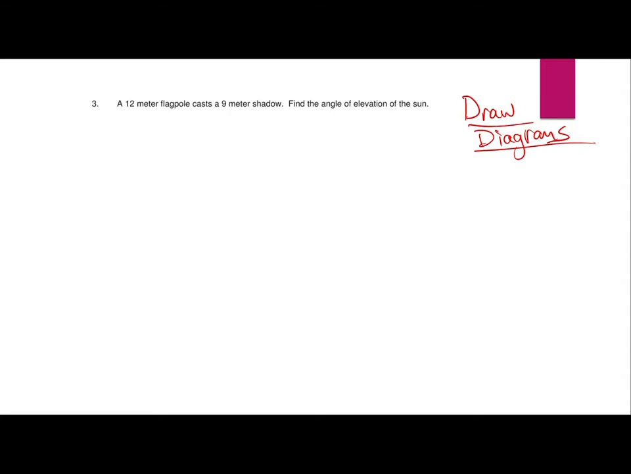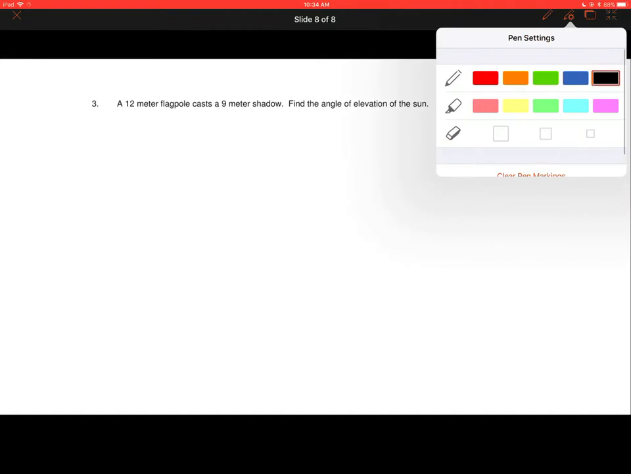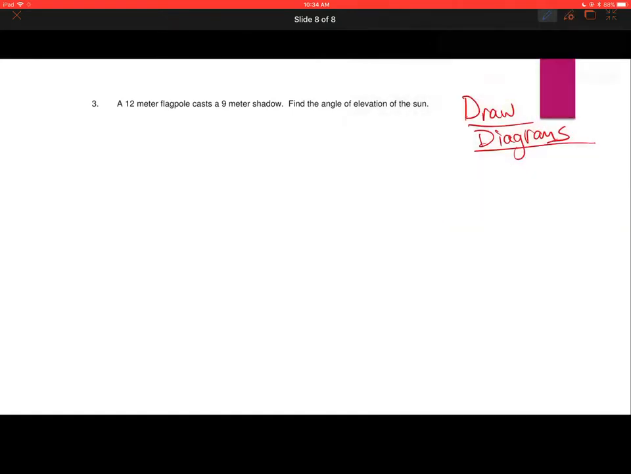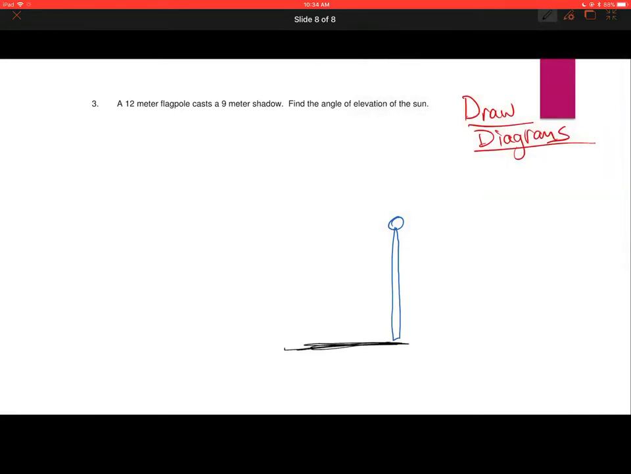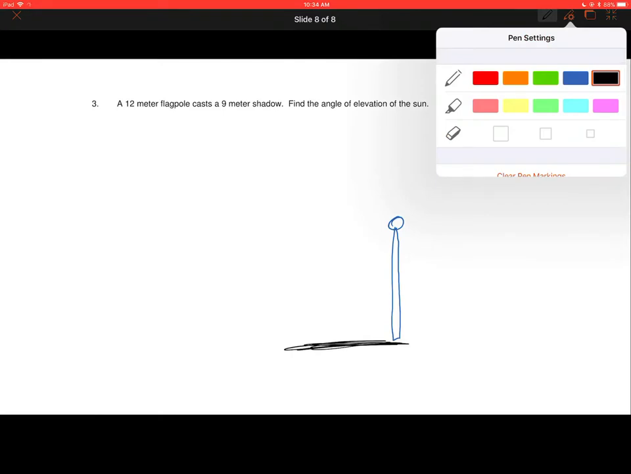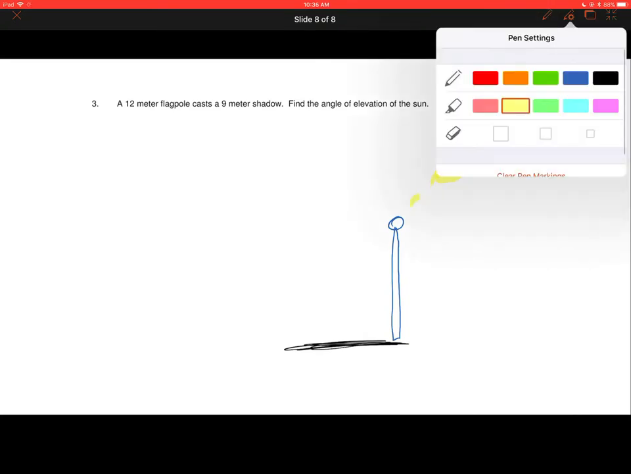Now, here's what this one says. A 12-meter flagpole casts a 9-meter shadow. So let me see. Let's make a flagpole. We'll make it blue. So we've got a flagpole here, and the flagpole has a shadow that's cast out here, and it's wanting us to find the angle of elevation of the sun. So what that means is there's a sun up here somewhere, and it's casting down a shadow.